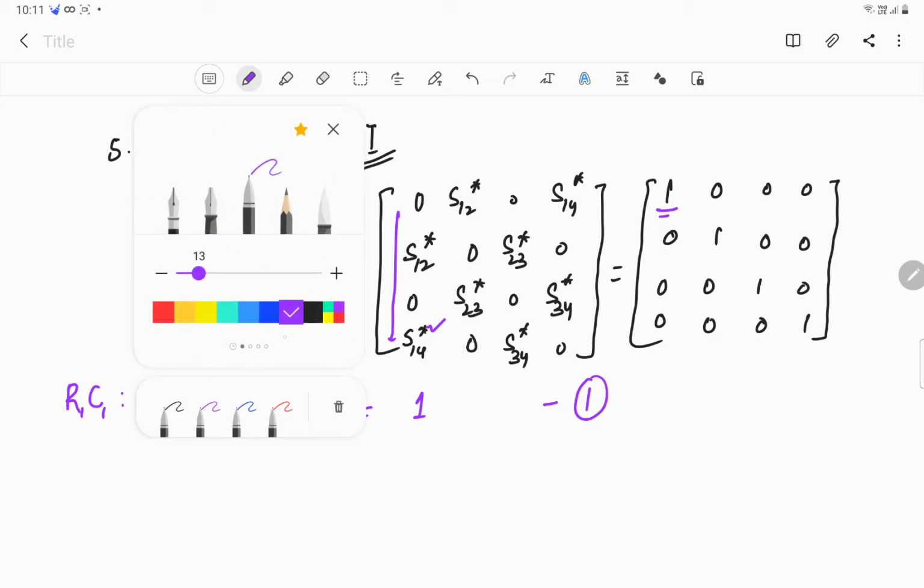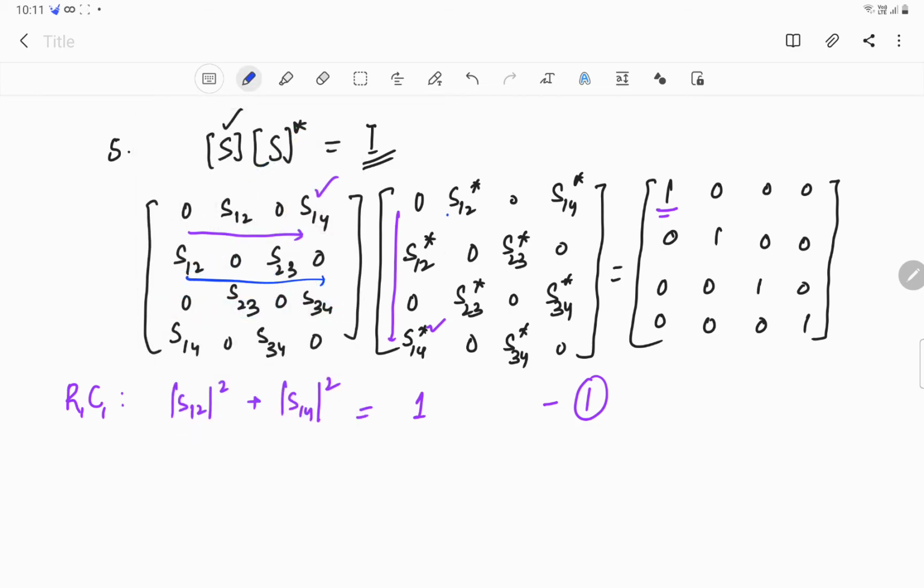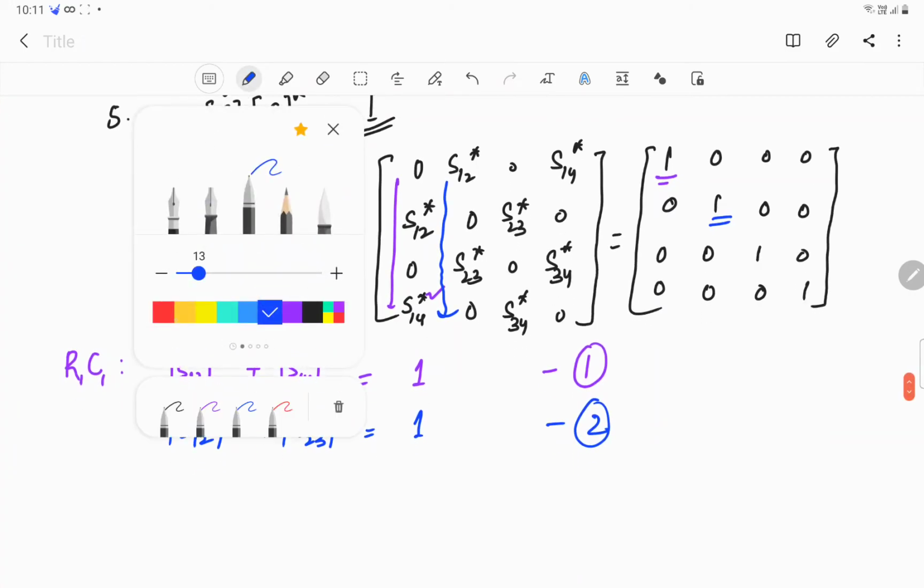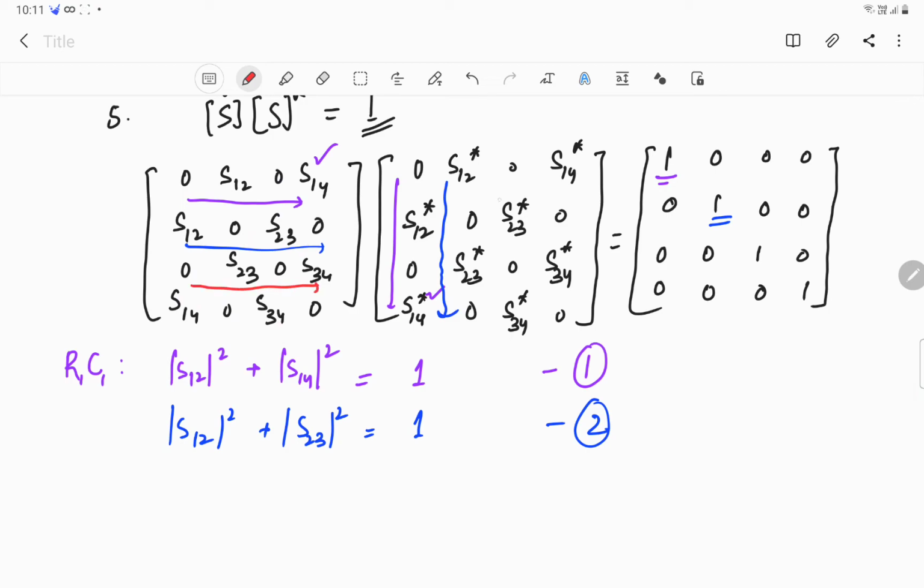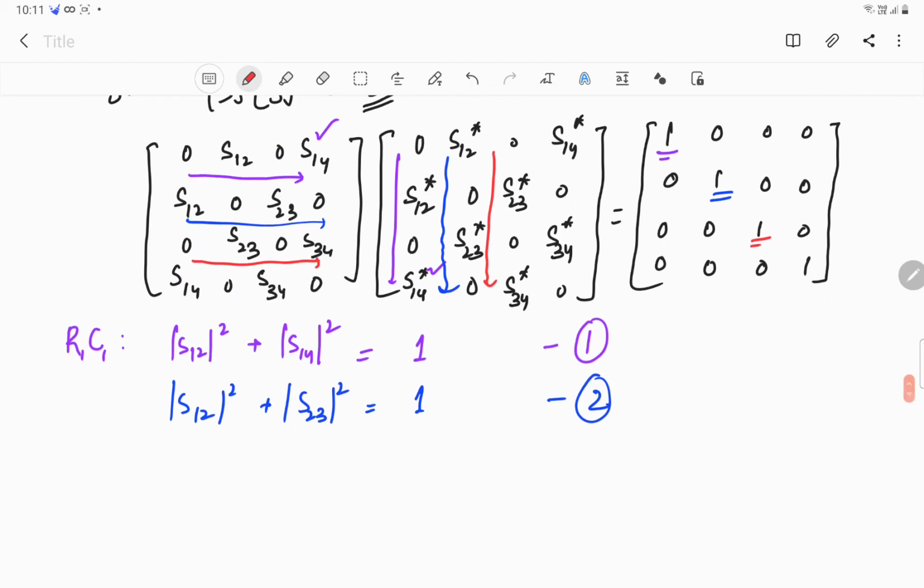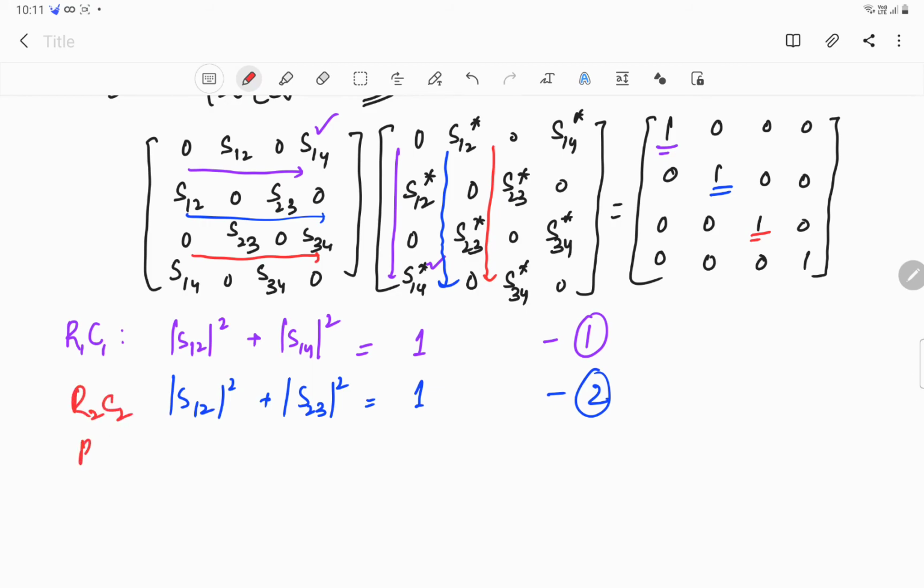Likewise, if I multiply row 2 with column 2, I get this diagonal element: mod S12 square plus mod S23 square is equal to 1, equation number 2. And on multiplying row 3 with column 3, I'll get this third diagonal element: mod S23 square plus mod S34 square is equal to 1. This is equation number 3.